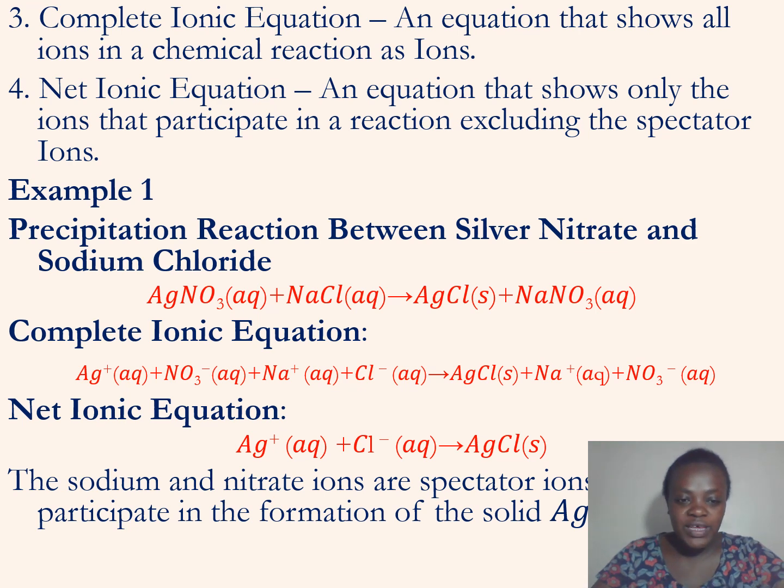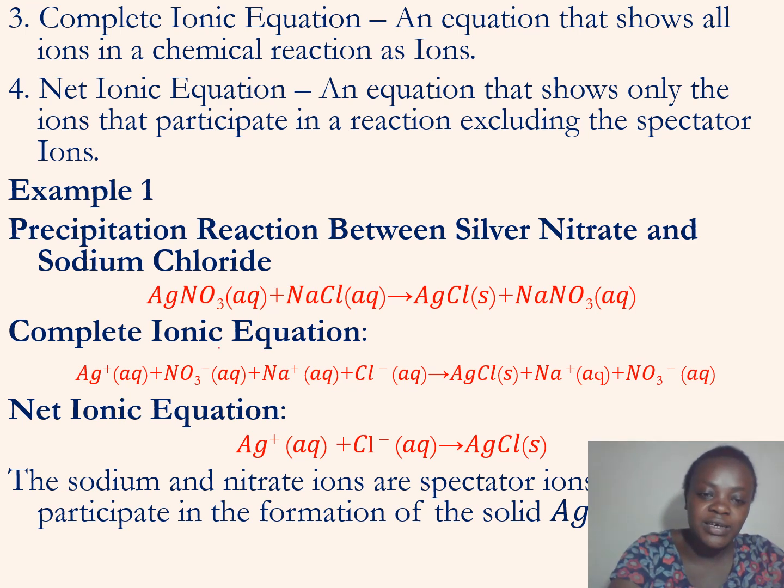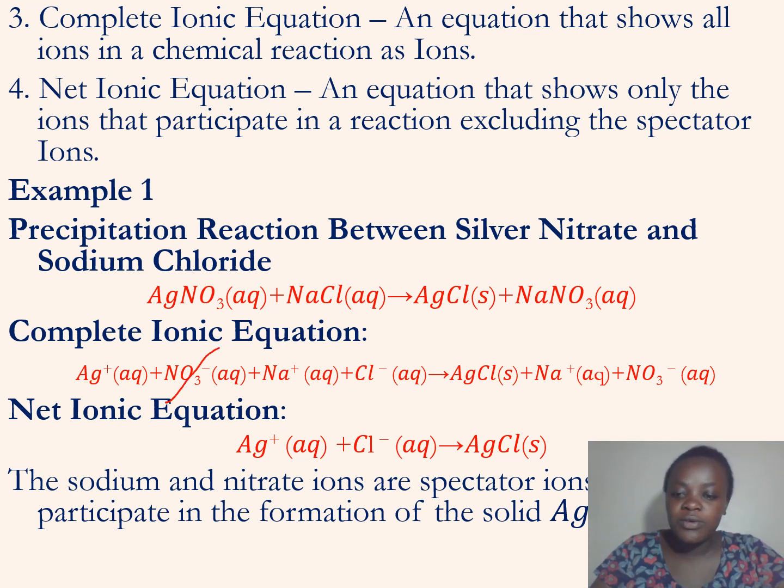Let's find them. In our complete ionic equation, you can begin by looking at silver. Silver was in aqueous state. On the product side, it is solid. So that one is changing, meaning it is taking part in the formation of silver chloride. Then we have nitrate ions. It is in aqueous, and also on the product side it is in aqueous. So that one is a spectator, and so we can just cross it. You can just put a line like that.